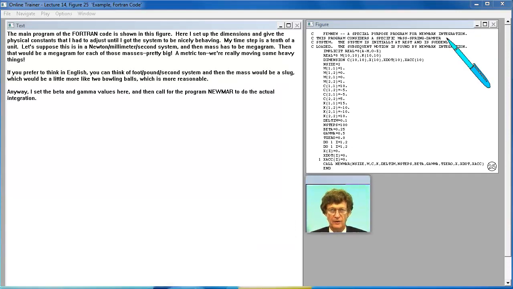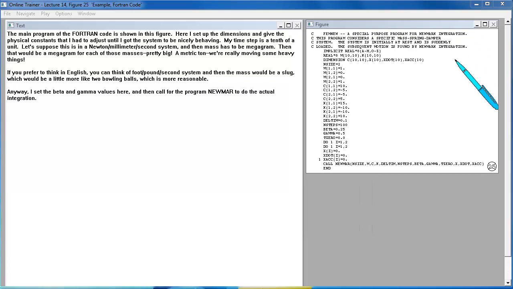The main program of the Fortran code is shown in this figure. Here I set up the dimensions and give the physical constants that I had to adjust until I got the system to be nicely behaving. My time step was 1/10 of a unit. Let's suppose this is in a Newton millimeter second system, and then mass has to be megagram, and then that would be a megagram for each of those masses. Pretty big, a metric ton. We're really moving some heavy things.